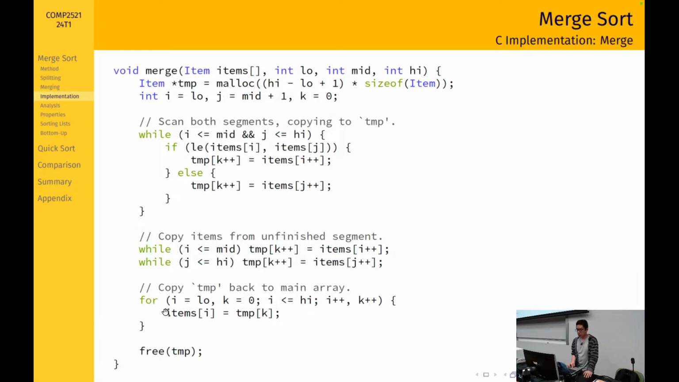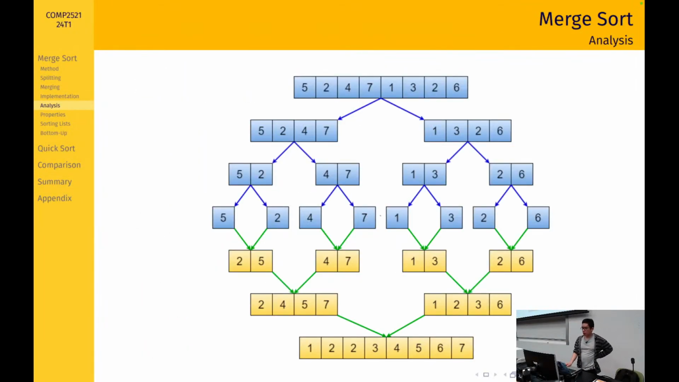And here, in this loop, we just copy all the elements from the temporary array back to the main array. Okay, so that's the implementation. Right, and how about the time complexity? Well, with analysis, it's nice to bring back this diagram because it shows you the different levels of recursion here.